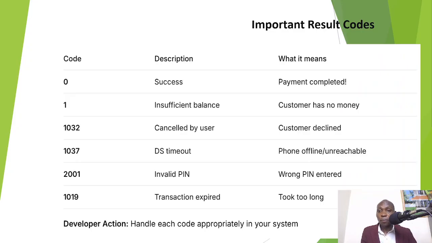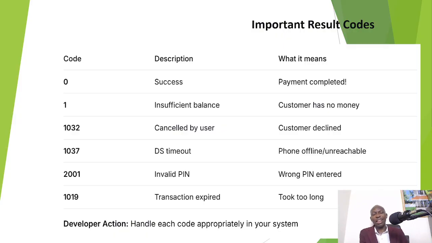Let us continue. So let us go to important result codes. 0 means success. What it means is that payment was completed. 1 means insufficient balance. It is good to note this, because these are some of the result codes that you may need during auditing. For example, you have stored some transaction records in your database. A certain transaction failed. Why did it fail? This result code will inform us that it failed due to insufficient balance, or it failed because of error code 1032, cancelled by user, or it failed because of error code 1037, DS timeout, phone offline or unreachable.